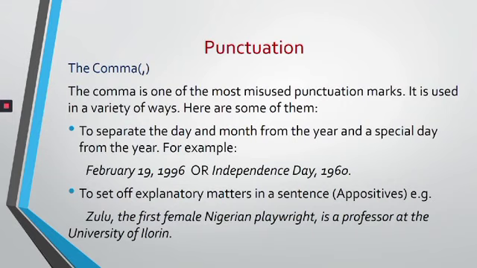Comma is also used to set off explanatory matters in a sentence. For example, Zulu, the first female Nigerian playwright, is a professor at the University of Ilorin. Now, in this particular sentence, the noun phrase, the first female Nigerian playwright, explains who Zulu is, and it's separated on either side with a comma.